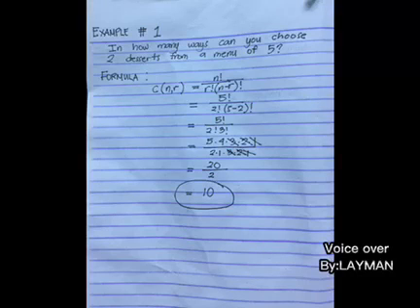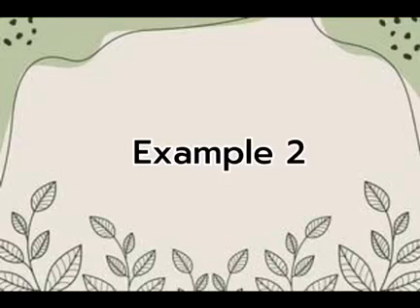Example 1. In how many ways can you choose 2 desserts from a menu of 5? Formula: nCr is equal to n factorial over r factorial times n minus r factorial, which is equal to 5 factorial over 2 factorial times 5 minus 2 factorial, which is equal to 5 factorial over 2 factorial and 3 factorial, which is equal to 5 times 4 times 3 times 2 times 1 over 2 times 1 times 3 times 2 times 1. Eliminate 3 times 2 times 1, which is equal to 20 over 2, which is equal to 10.